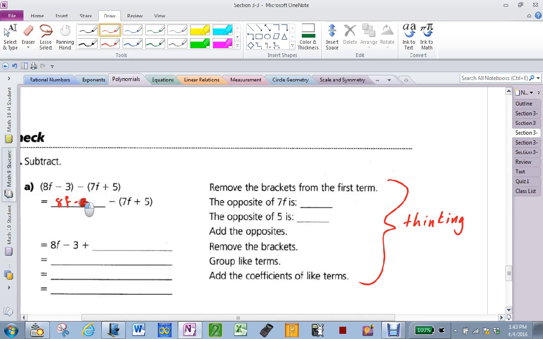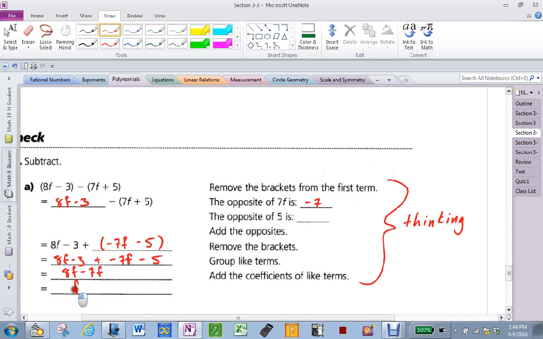Step 2, the opposite of 7f is negative 7f. And the opposite of 5 is negative 5. Step 3, remove the brackets. We're going to write it out completely, no brackets. Step 4, group like terms. 8f minus 7f. That's the first term.